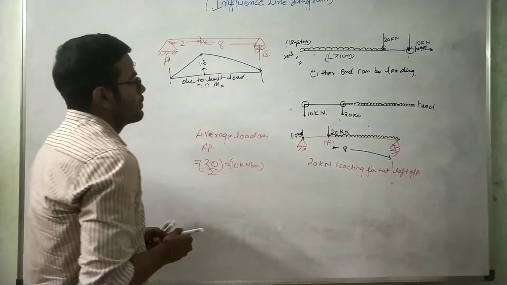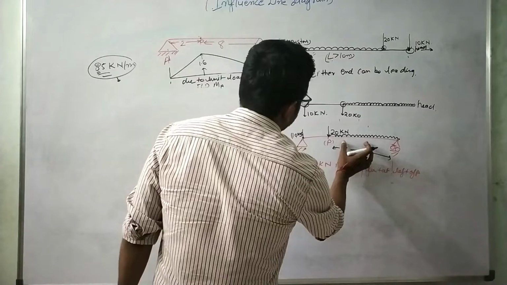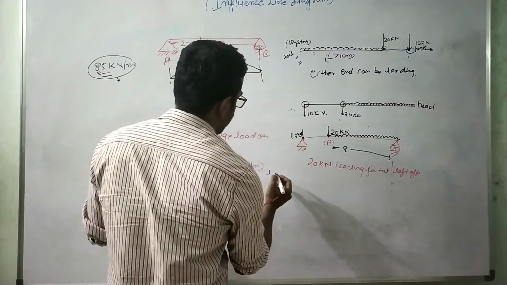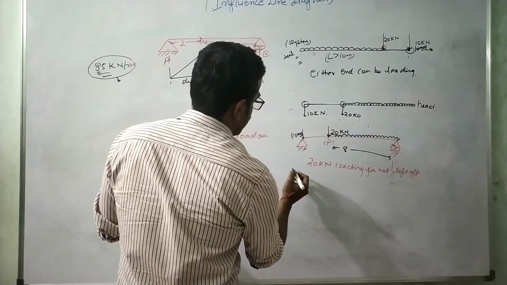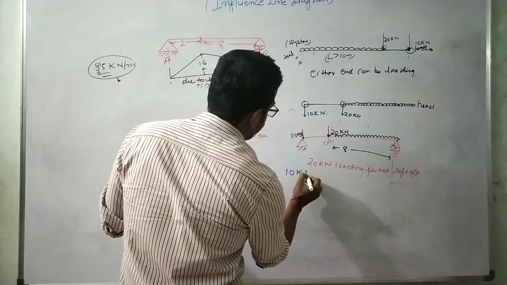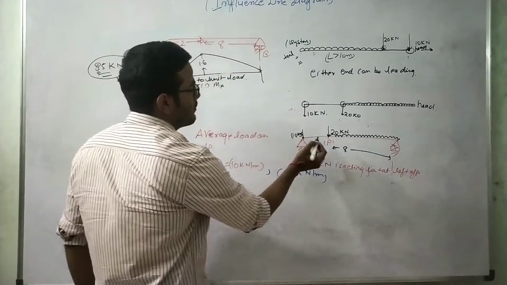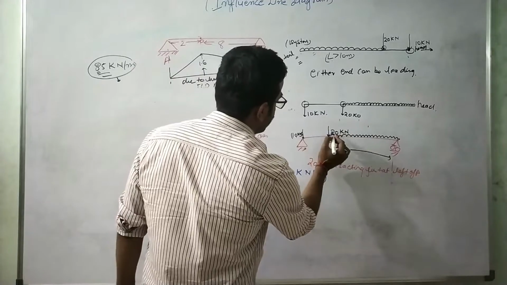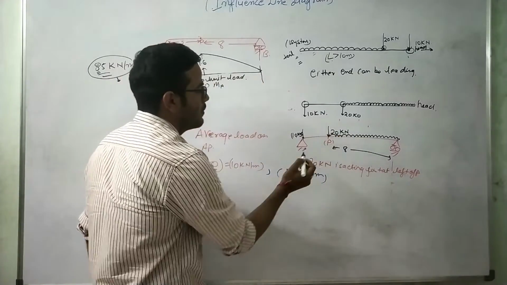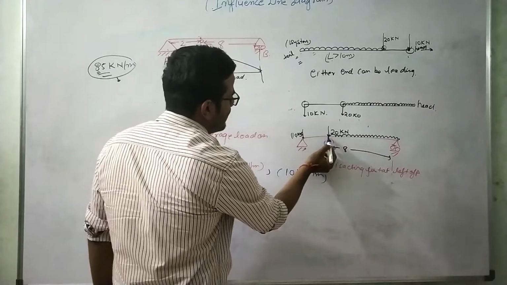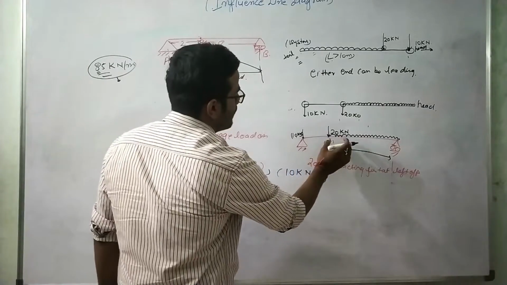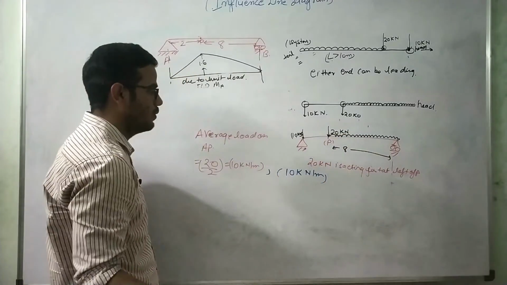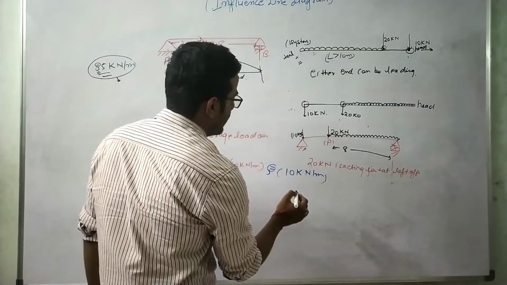And the load which is coming on PB will also be equal to 10 kilonewton per meter, because no portion of the 20 kilonewton load is transferring onto this part of the beam, since I have assumed that it is just at the left of P. So the portion of the 20 kilonewton load on PB is negligible. So the average load on this portion is also 10 kilonewton per meter.